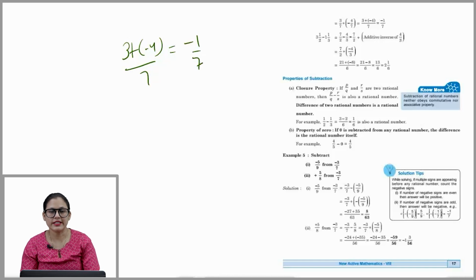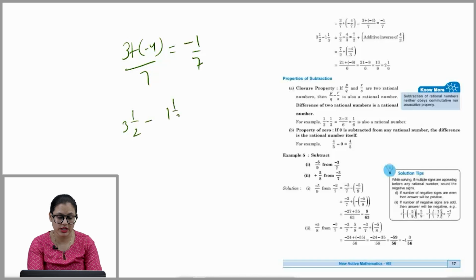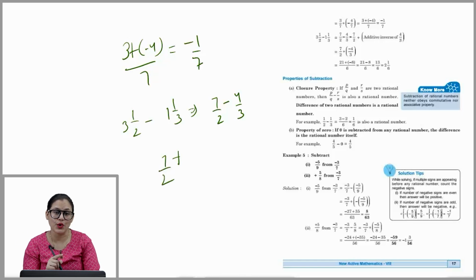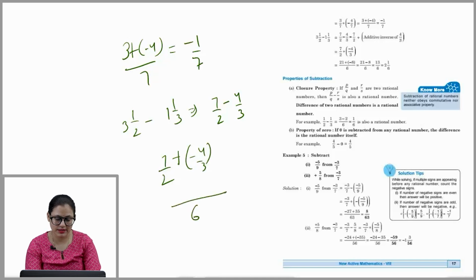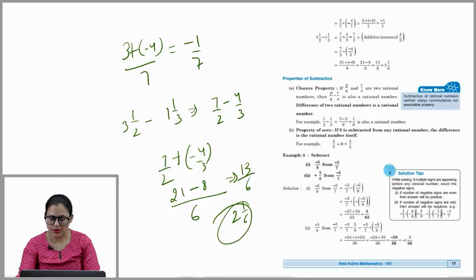Similarly, in this case also, 3 whole 1 by 2 minus 1 whole 1 by 3 is what? 7 by 2 minus 4 by 3. So 7 by 2 plus the additive inverse of 4 by 3, which is minus 4 by 3. Now take the LCM, 6. Here 21 and minus 8. So 21 minus 8 is 13 by 6, and that is 2 whole 1 by 6. Remember, subtraction of rational numbers obeys neither the commutative nor the associative property. Remember this. Now let's check out the properties of subtraction.